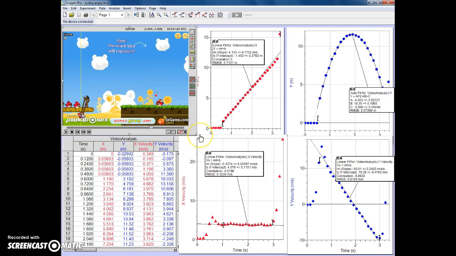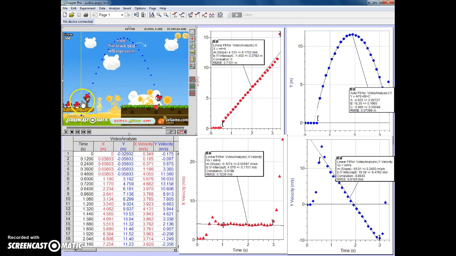Today's podcast, I will be demonstrating how to do video analysis on Angry Birds. The first thing I did was record myself playing a game of Angry Birds, and you can see that. When you're playing the game, make sure it's a parabola.